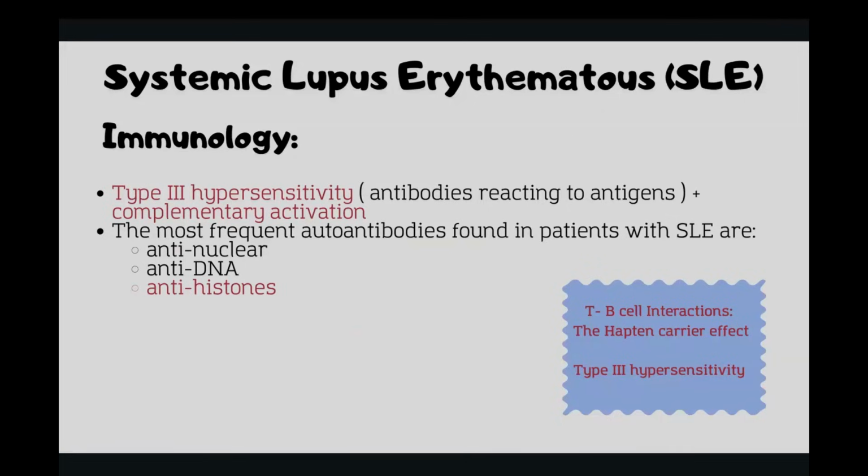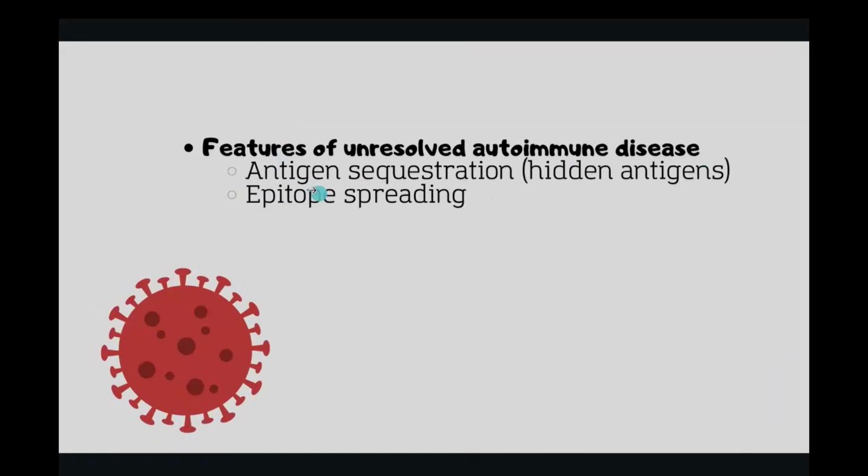So let's go a little into the immunology. SLE is basically a type 3 hypersensitivity. If you remember, myasthenia gravis was type 2 hypersensitivity. SLE is type 3 hypersensitivity, where we have antibodies reacting to antigens. What are the most frequent autoantibodies found in patients with SLE? As I said, we have ANA, anti-double-stranded DNA, and antihistones. Your immune lecture really focused on antihistones. So just memorize SLE, antihistones, and it's a type 3 hypersensitivity reaction.